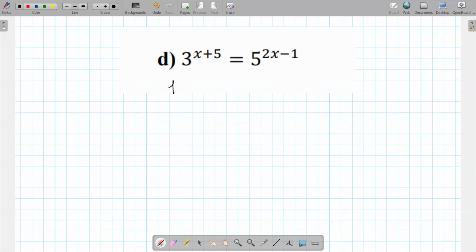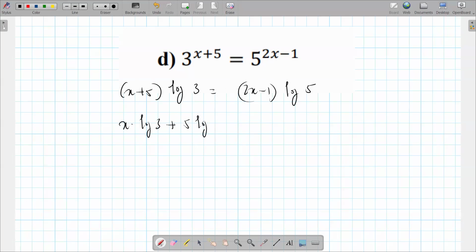So this would be log of 3 to the x plus 5. The exponent comes outside. 2x minus 1. Exponent comes outside. Log of 5. Okay, what's next? So x log 3 plus 5 log 3 is equal to 2x log 5 minus log 5. What's next?